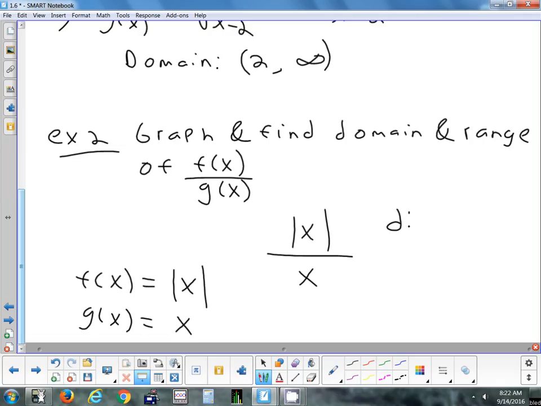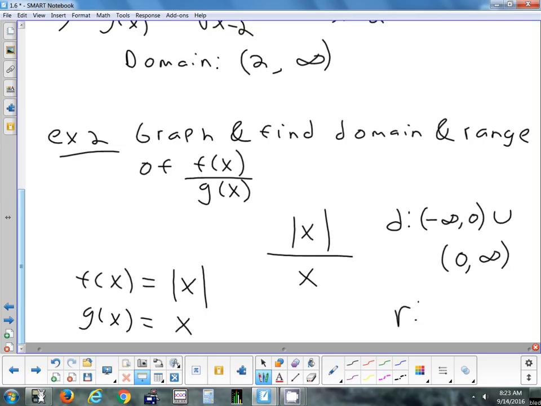So does anybody remember how you write the domain as an interval, showing me 0 is not in it? You have to write it in 2 parts. Parentheses, negative infinity, comma, 0, and then a union, parentheses again, 0, comma, infinity. So this means union. This is like an OR symbol. So you can pick anything from negative infinity to 0, not including 0, or from 0 to infinity. So that's your domain.